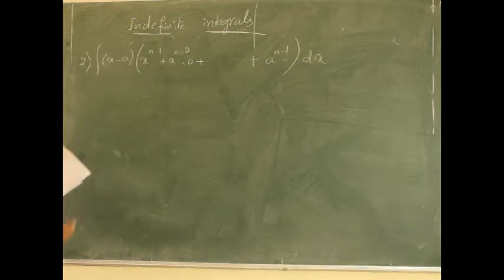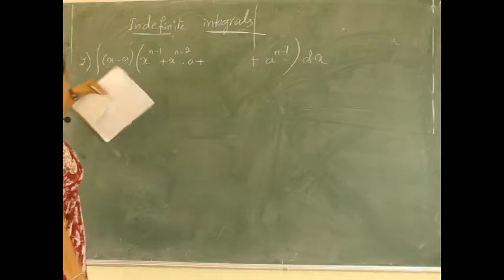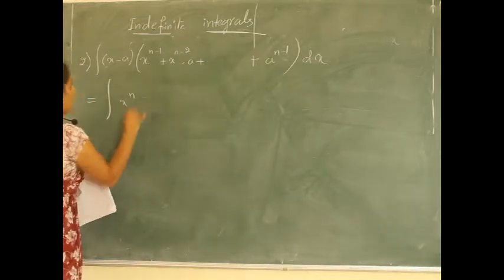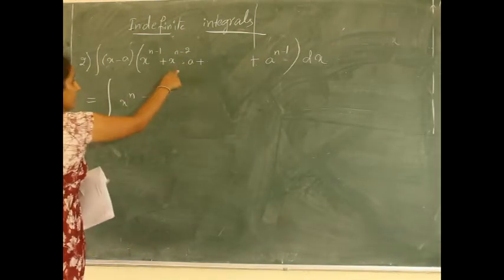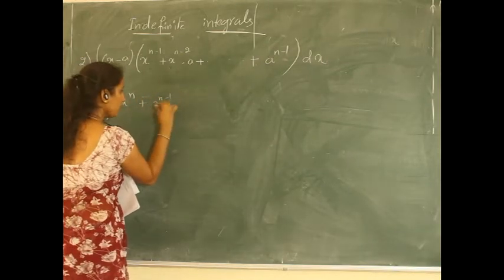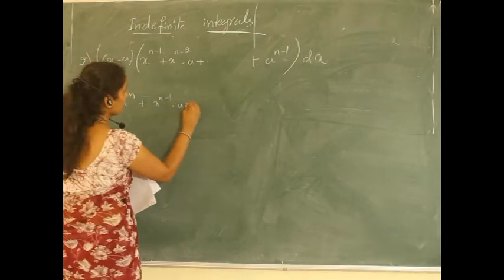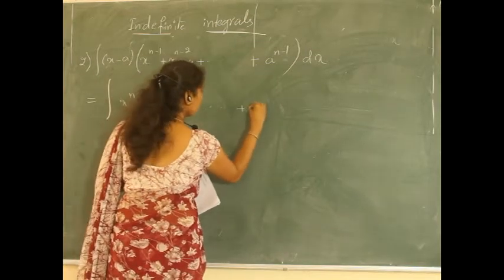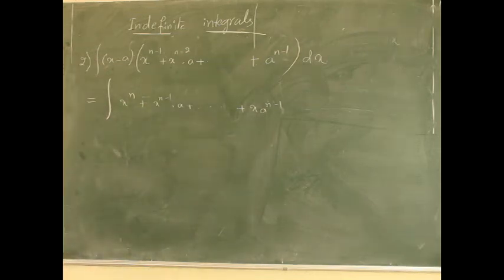So how can we write this? When we multiply, what value will we get? Multiplying x into x to the power n minus 1 gives x to the power n. Multiplying x into x to the power n minus 2 into a gives x to the power n minus 1 into a, and so on. The last term is x into a to the power n minus 1.